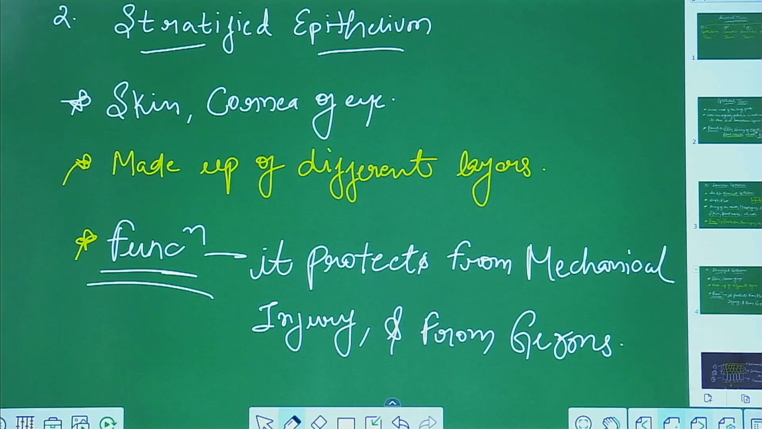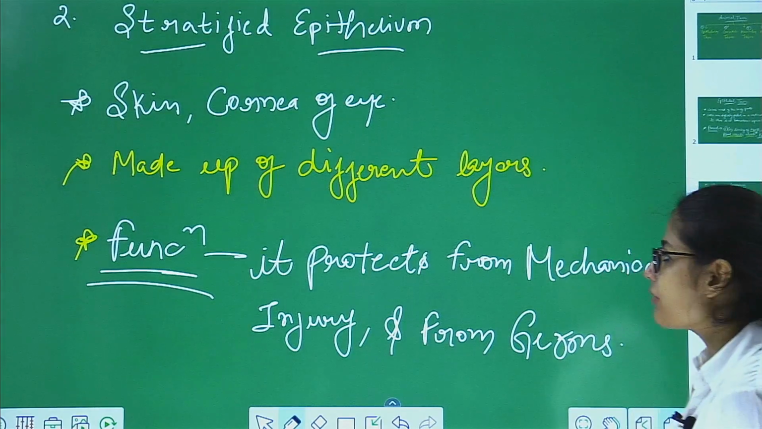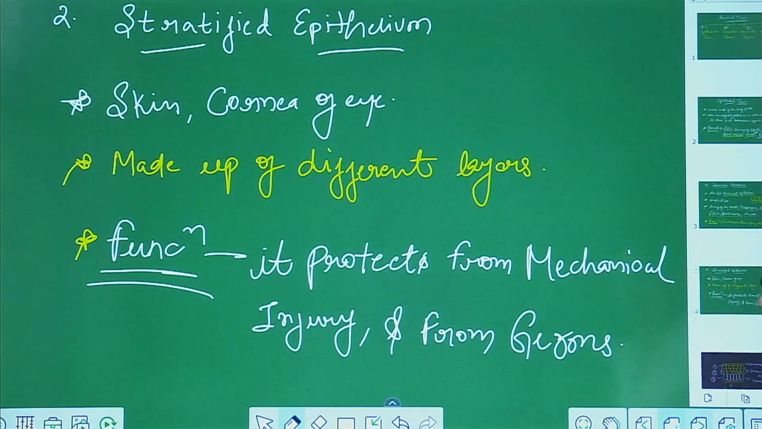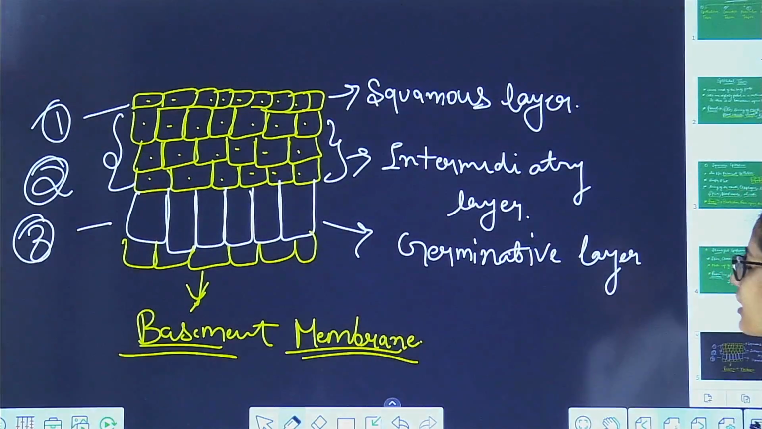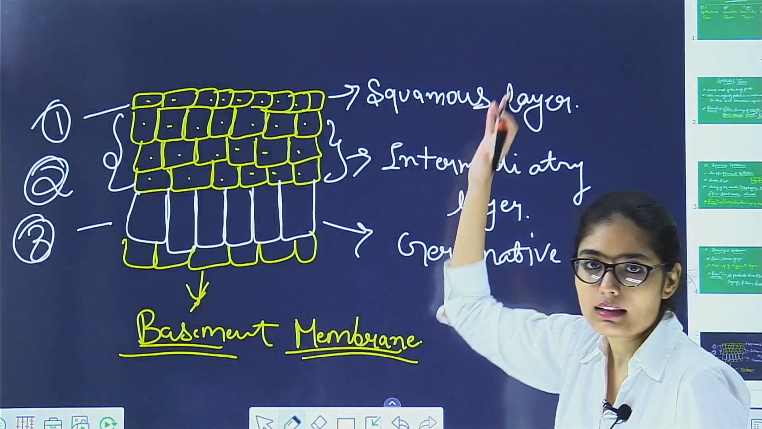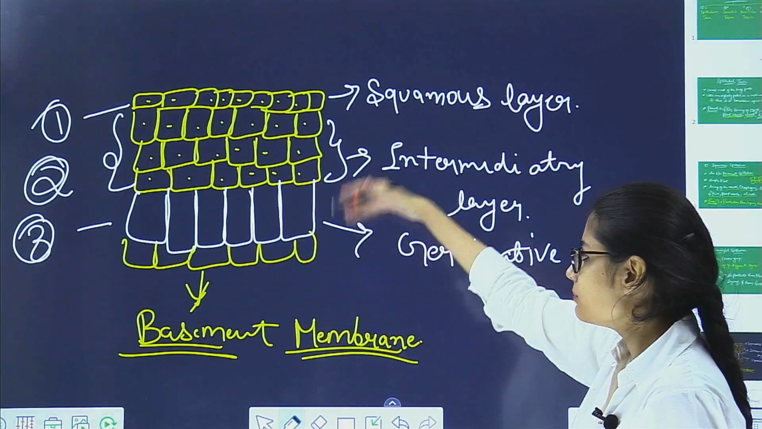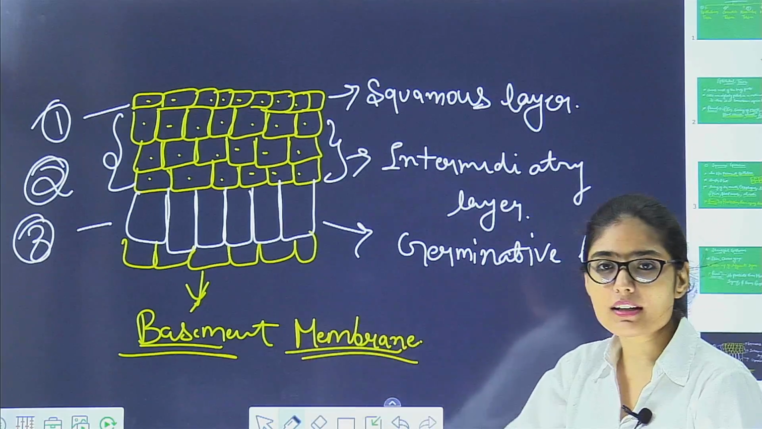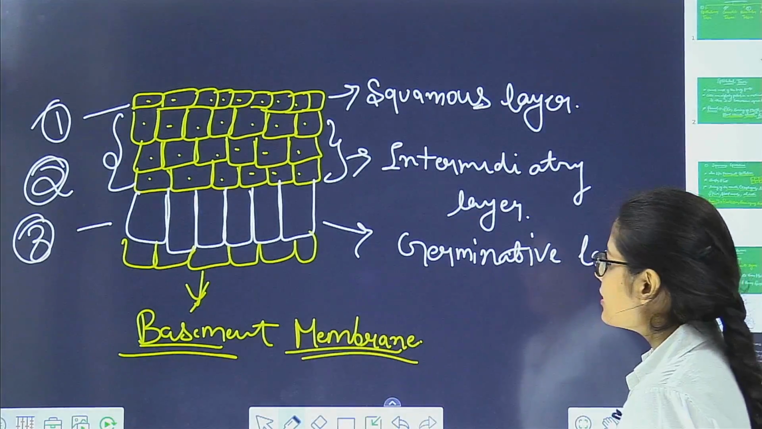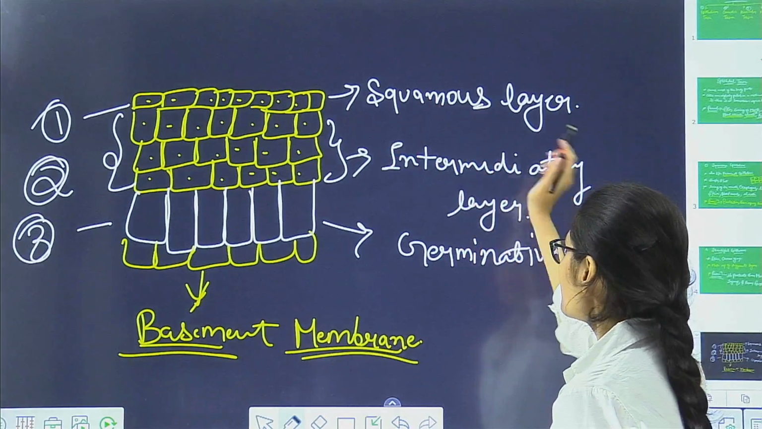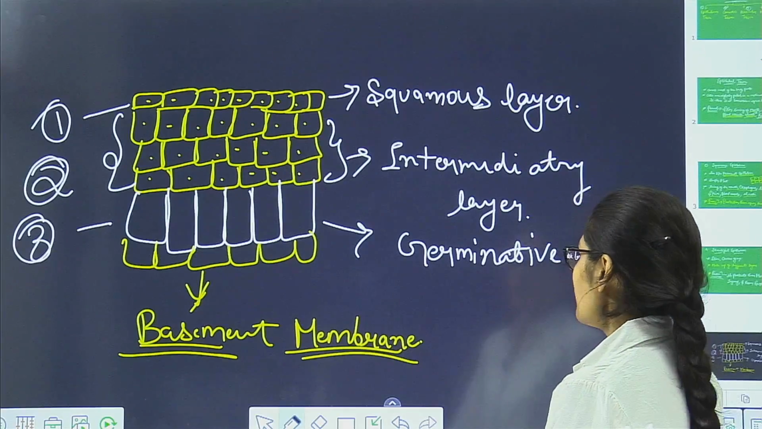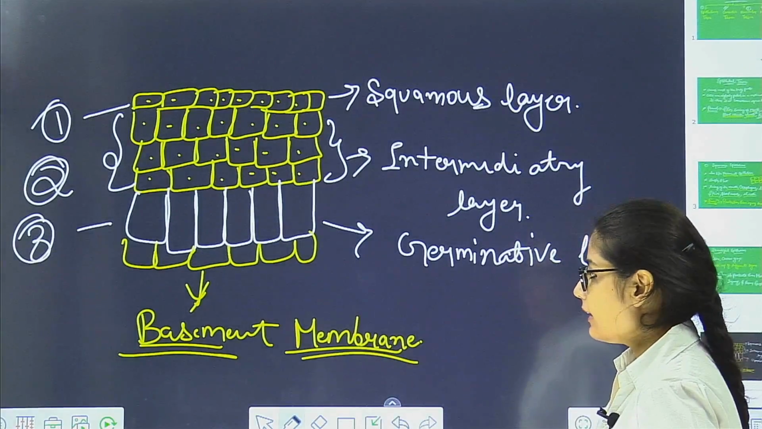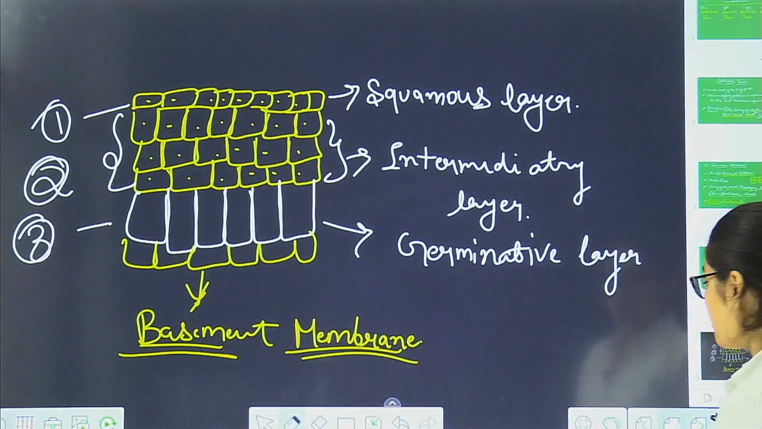Then stratified epithelium, skin and the cornea of eye, right, and they are made up of different layers. Function, it protects from mechanical injury, right, and from germs. And then we have seen these layers by which they are formed. They are formed by different layers. That means the first one is the squamous layer, in between them is the intermediary layer or intermediate layer, the third one is the germinative layer, and then in the last we have the basement membrane.